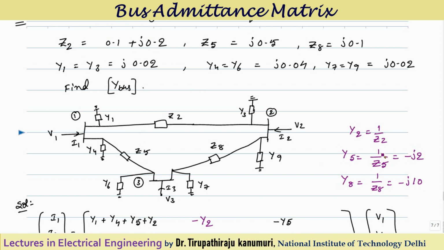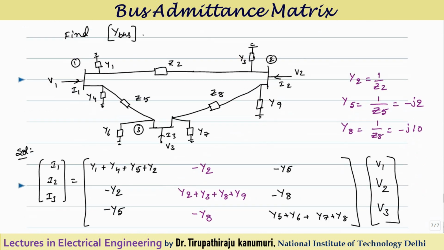So Y5 will be equal to 1 by Z5. This will be equal to 1 by J 0.5. 1 by J 0.5 if you take, J comes to numerator, so it becomes minus J. 1 by 0.5 is 2, minus J2. Similarly, Y8 will be 1 by Z8, minus J10 will come.